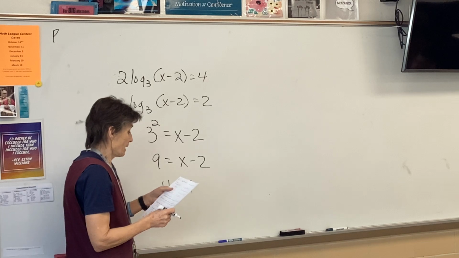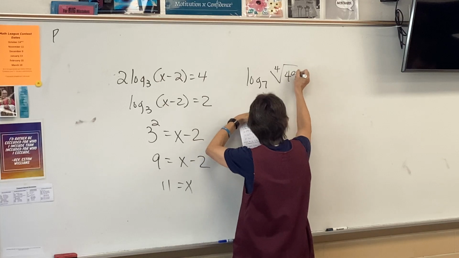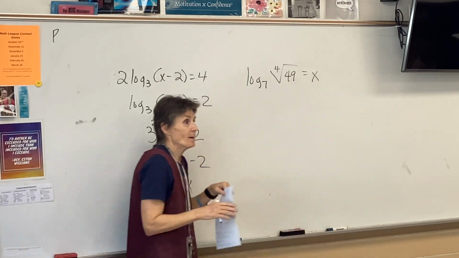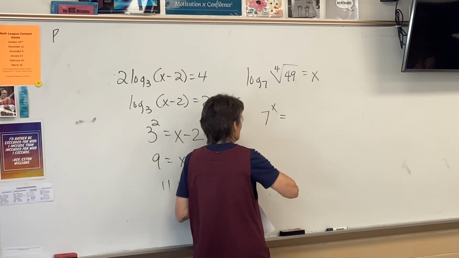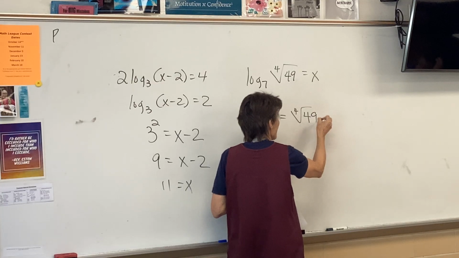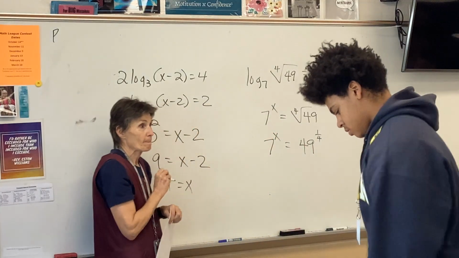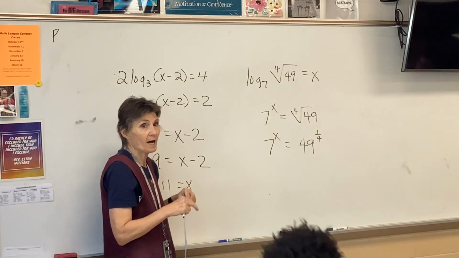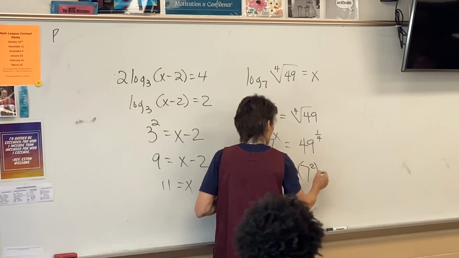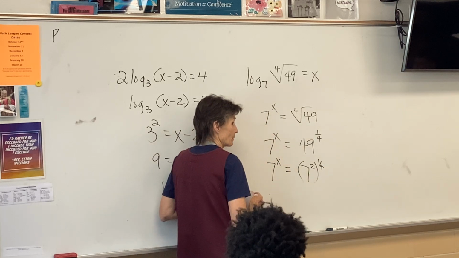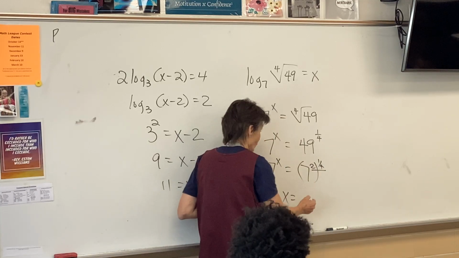Okay? How about B? This one looks very scary, but can we loop-de-loop this? Yes. So 7 to some power equals the 4th root of 49, which is 49 to the 1/4. And what do we know about 49? 7 squared. So 7 to the x equals 7 squared to the 1/4. So x must equal 2 times a 4th, or 1/2.